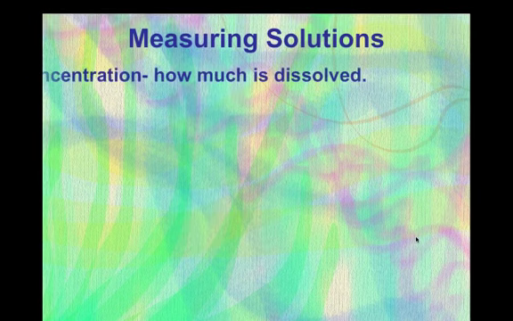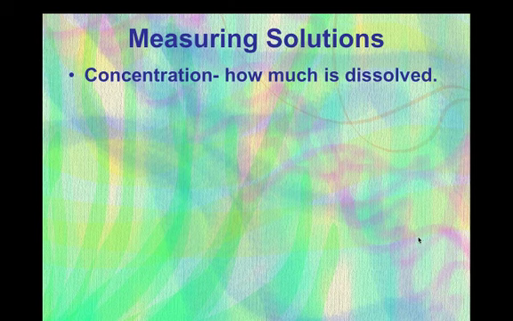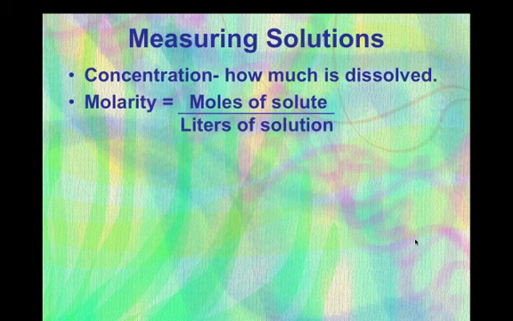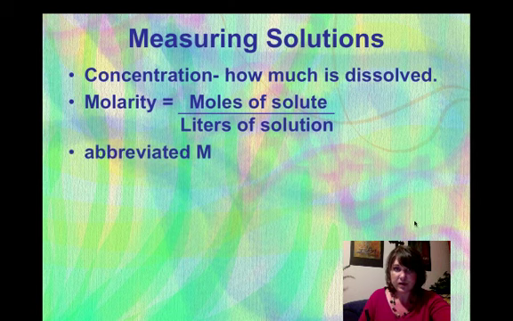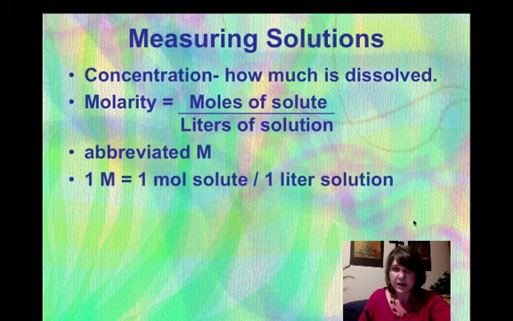Okay, well let's talk about how to measure concentration. How much stuff is dissolved in your solution? Here's what we do for molarity. We take the moles of your solute divided by the liters of the solution, the complete solution, solute and solvent together. We use the abbreviation capital M, capitalization is important, and 1 molar means there's 1 mole of solute dissolved in 1 liter of solution.